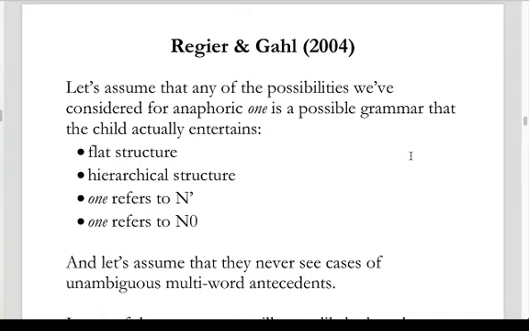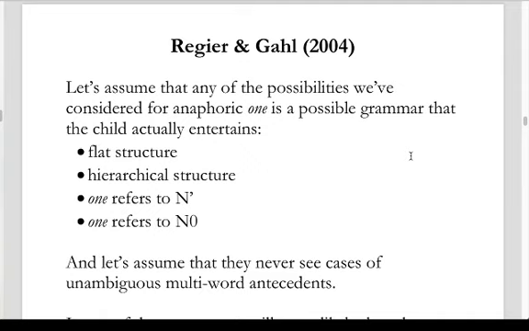So let's start out with our hypothesis space here. Right? This is which kinds of grammars are we going to entertain in order to explain the primary linguistic data that we've seen. So let's start by saying any of the possibilities that we looked at last time for anaphoric one is a possible grammar that the child actually entertains. That's the flat structure noun phrase, where it's just ternary branching, determiner, adjective, noun. The hierarchical structure, where we have intermediate projections that are called n-bars within syntactic theory. And any kind of reference is possible.